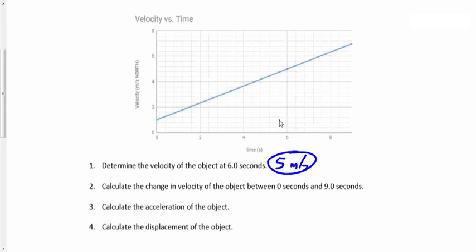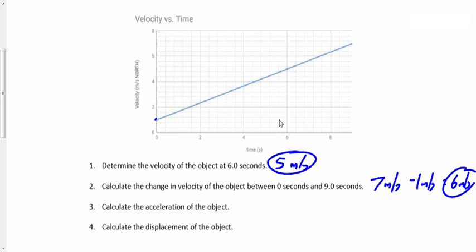Up and over. Calculate the change in velocity between 0 and 9 seconds. Change in velocity on a velocity time graph is like change in position on a position time graph. What are you going to do here, Scott? Yeah, up and over twice, right? You're finding final velocity minus initial velocity. So up and over twice. At 9 seconds, okay, we go up to 9 seconds here, go up and over, looks to be about 7 meters per second. At 0 seconds, well, my velocity is just 1 meter per second. So we subtract those two, and we get 6 meters per second.